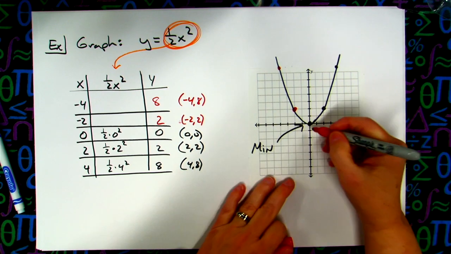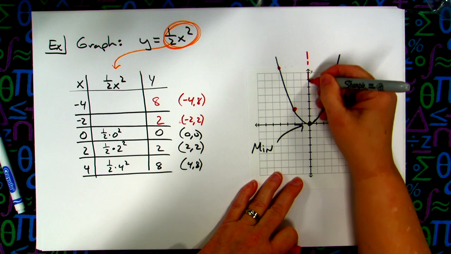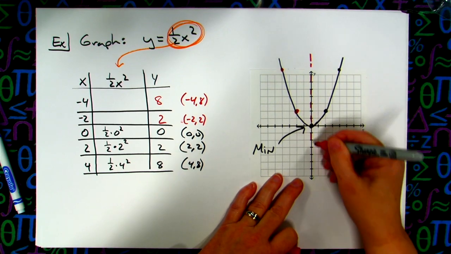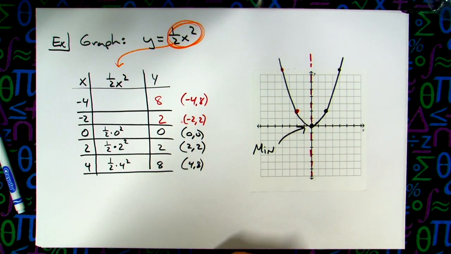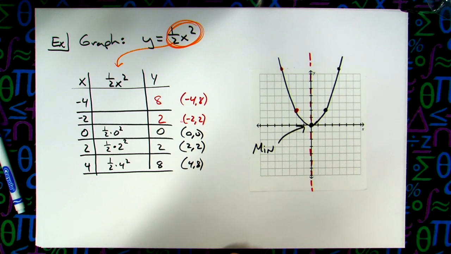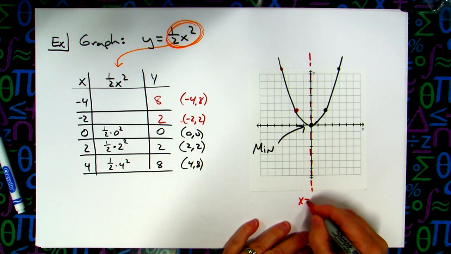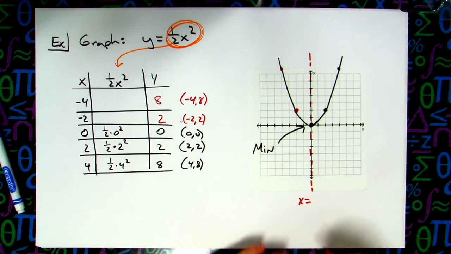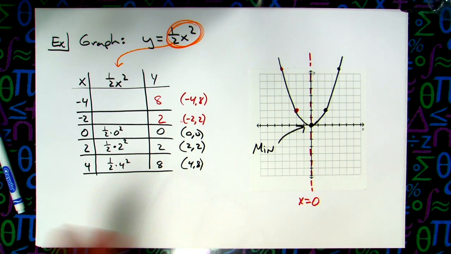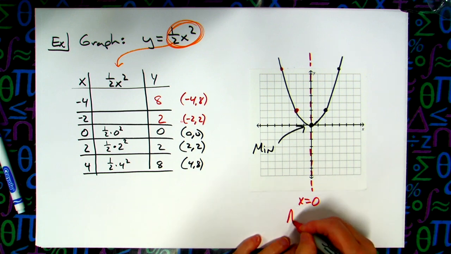Axis of symmetry goes right through that vertex. It needs to be a dotted line because it's not part of the graph. It's the imaginary axis of symmetry. All right, now the equation for that axis of symmetry is x equals 0 because it goes through the point 0, 0 at x coordinate 0.